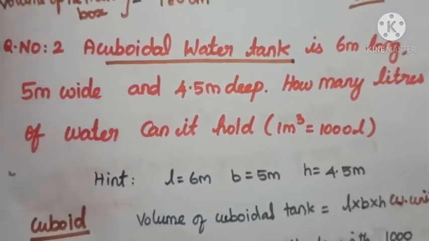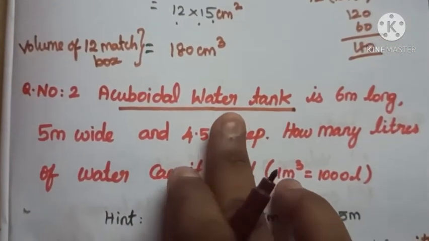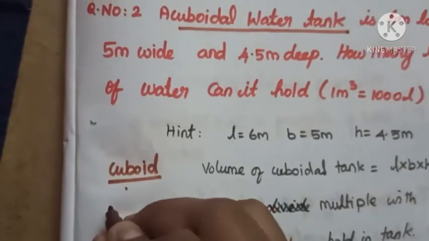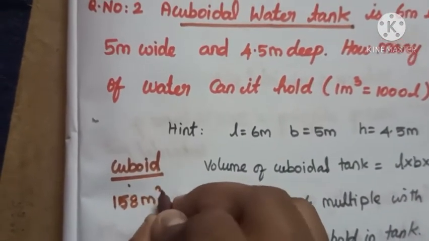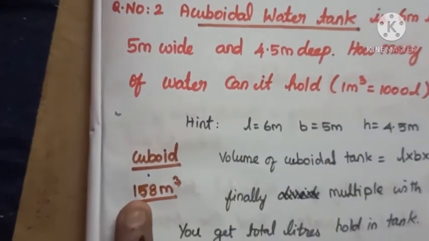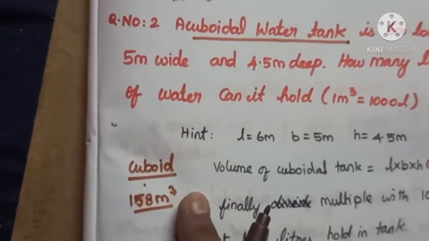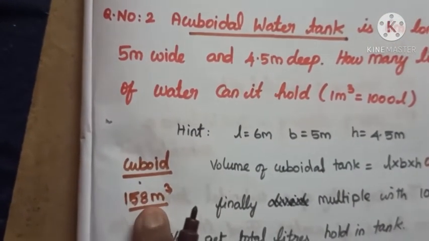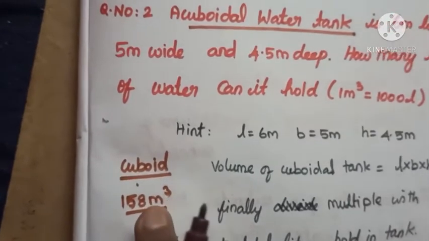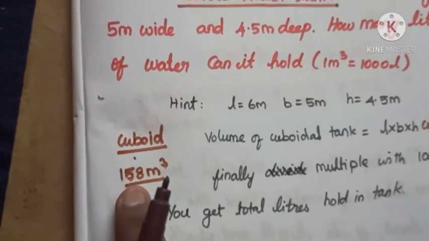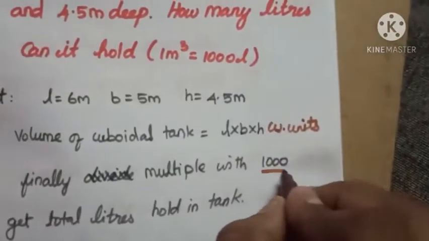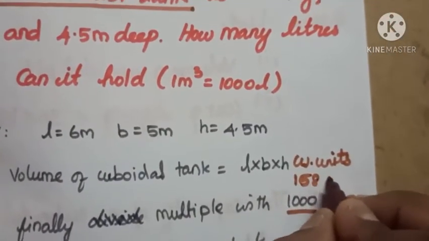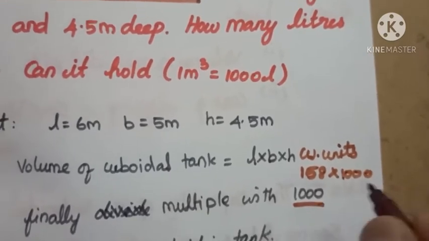For an example, the volume of a cuboidal tank seems to be 158 meter cube. I told 158 meter cube, so it is a volume value in meter cube. You must change this to liters. So what you need to do, you have to multiply with 1000, like this: 158 into 1000. That's all. There is nothing else to do.